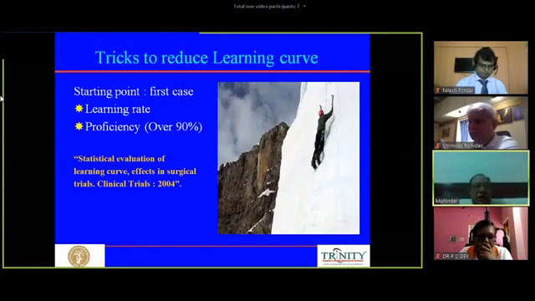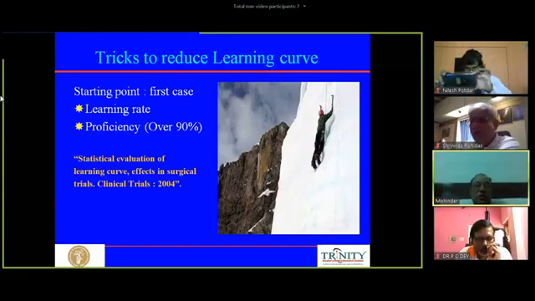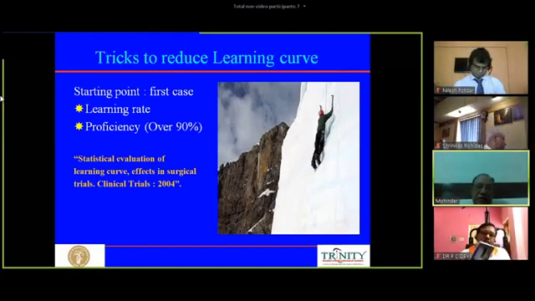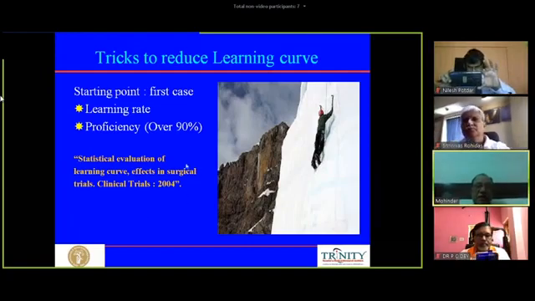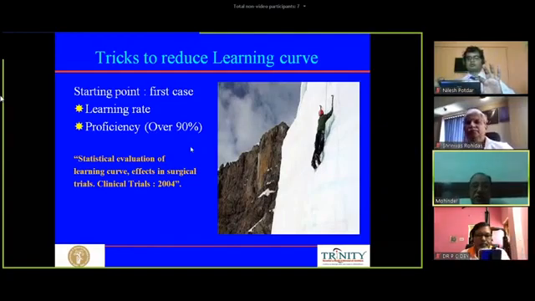Your first case in the theater. I think a learning rate is very, very individualistic. Every surgeon has different skills, and every surgeon has a different rate of learning. So to have a proficiency of 90%, a surgeon has to do a couple of cases. There is one paper in Clinical Trials in 2004, statistical evaluation of learning curve effects in surgical trials. So to have a proficiency of 90%, how many cases you should be doing and after how many cases you should be proficient, I'll be sharing again with you.